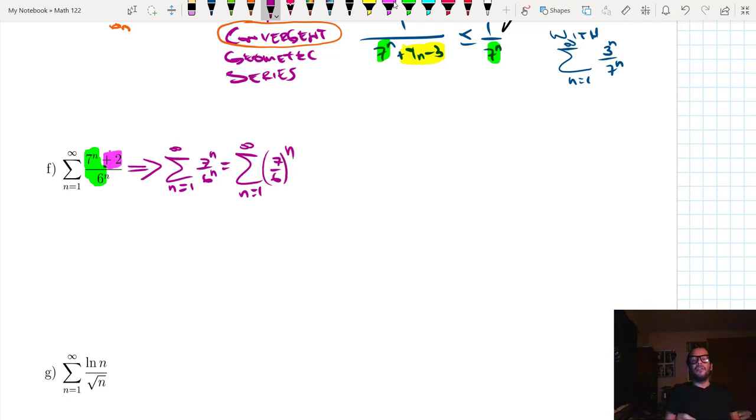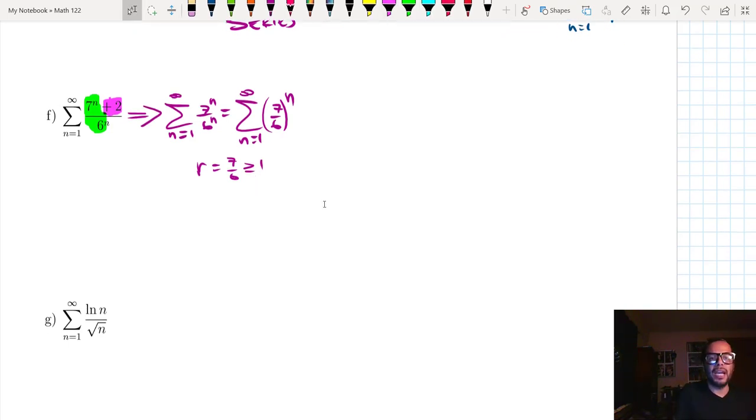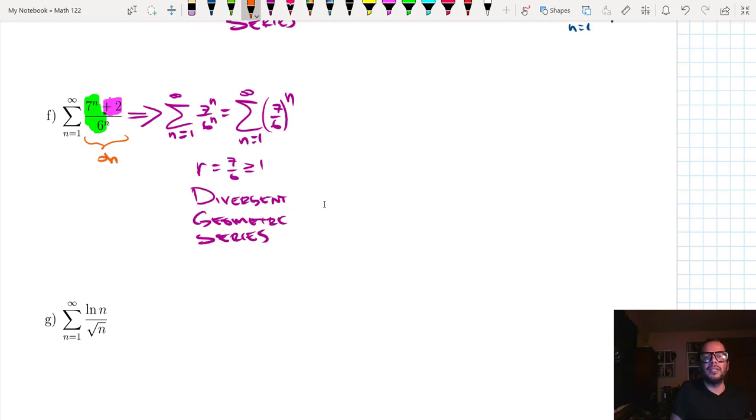As opposed to the previous example, in this case we have a geometric series in which r is equal to 7 over 6, which is a number greater than or equal to 1. By that, we have a divergent geometric series, in which this is our a sub n, and this is our b sub n.